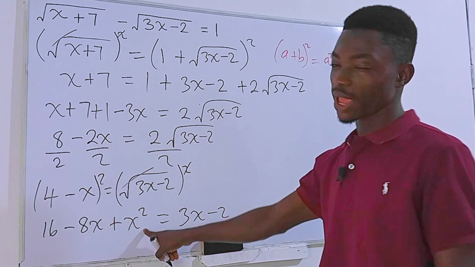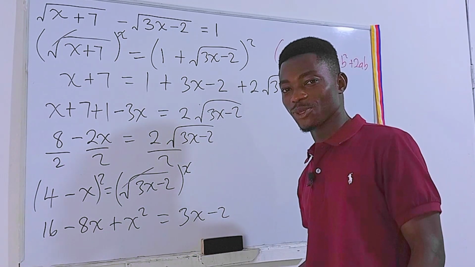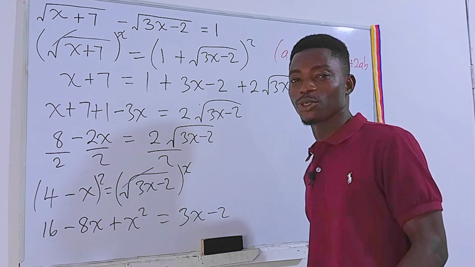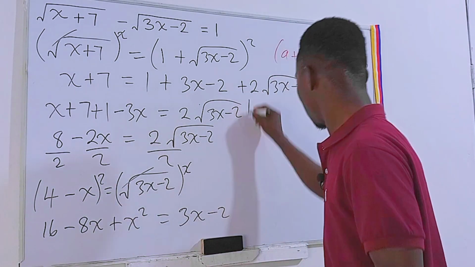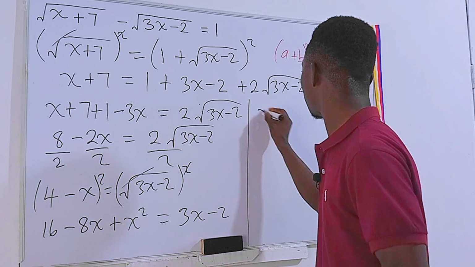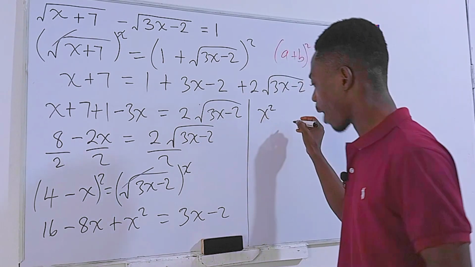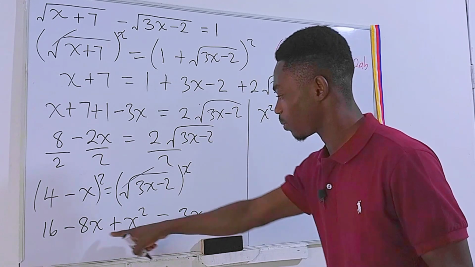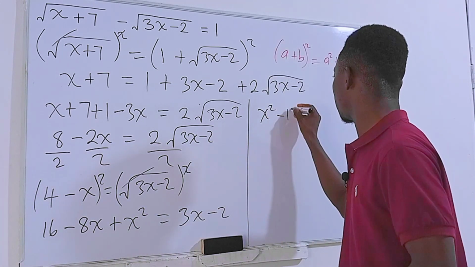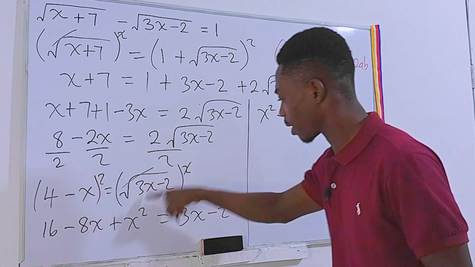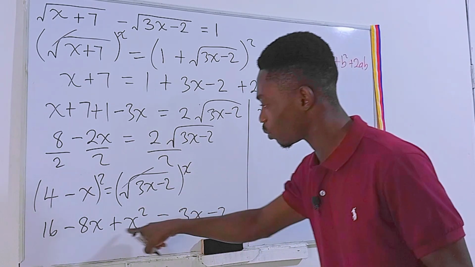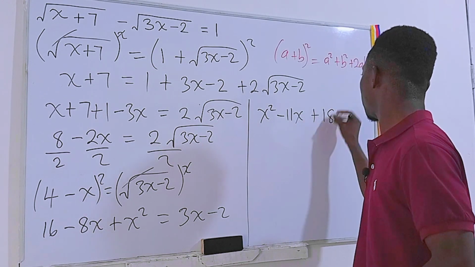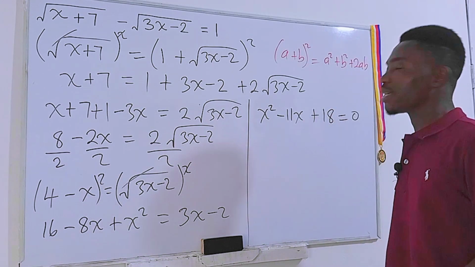This time we have x squared, which is quadratic. So in order for us to solve a quadratic equation, we need to equate everything to 0. In fact, our new equation is going to be x to the second power. This one to this side, it will be negative, so we have negative 11x. Then this one, if it comes here, to be positive 2, plus this one will be 18. So plus 18 is equal to 0.